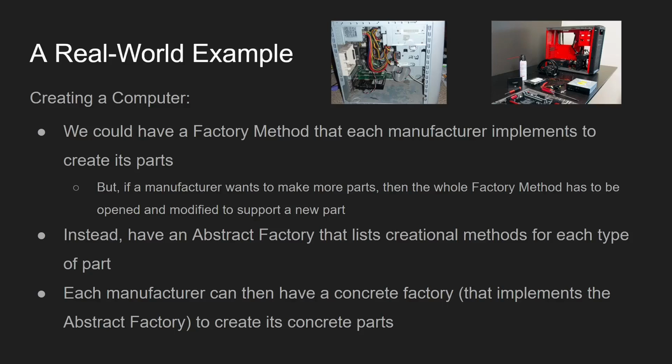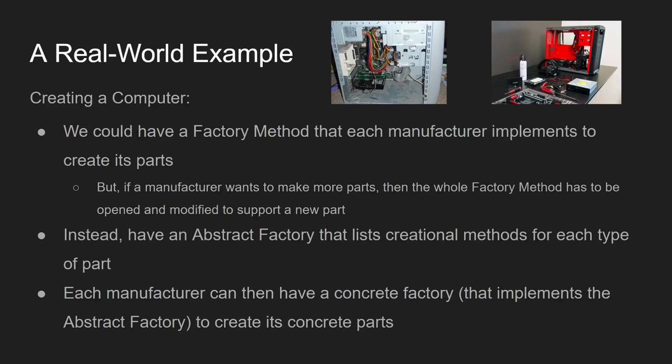Instead, we can avoid this by having an abstract factory that lists the creational methods for each type of part. Each manufacturer can then have their own concrete factory that implements the abstract factory to create its concrete parts. Thus, we are now able to have manufacturers that can manufacture their own parts. We, the computer builder, can now simply specify any parts we want, and the manufacturers will be able to deliver us those specific parts.